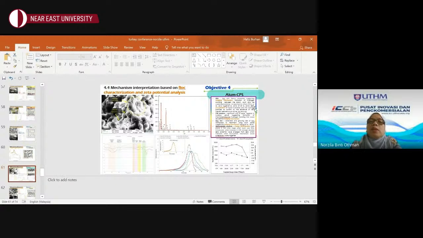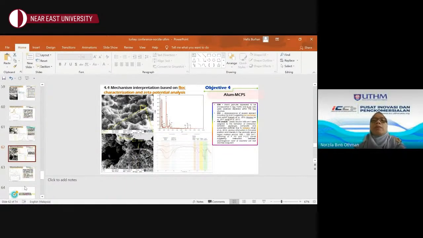For alum and CPS, SEM shows the bridging mechanism, and FTIR analysis also shows the occurrence of shifting of the functional group. For the floc size, the flocs are extended and larger compared to the treatment using alum alone. For electrokinetic analysis, there is charge neutralization.